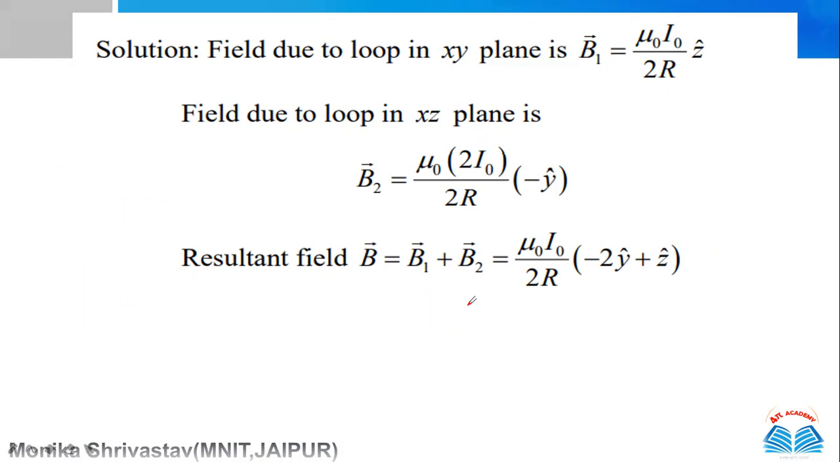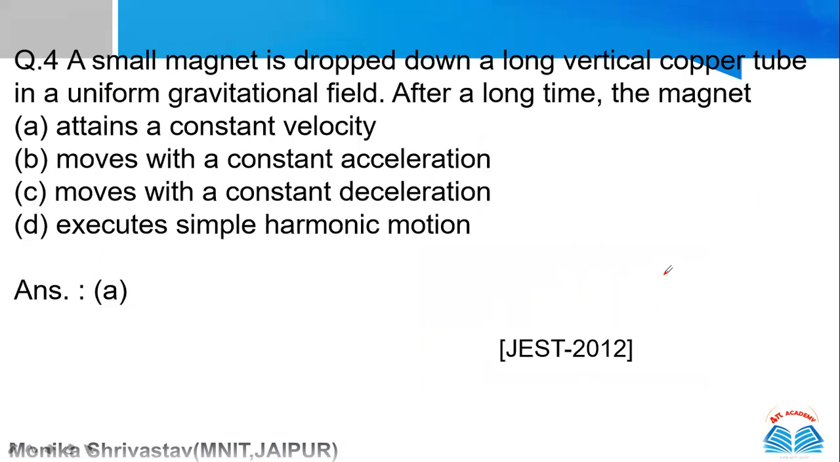Okay, so the resultant field will be B equals mu naught I naught over 2r times (minus y cap plus z cap). Next: a small magnet is dropped down a long vertical copper tube in a uniform gravitational field. After a long time, the magnet... So what will happen with the magnet? We are dropping a magnet in a copper tube. Obviously, copper is also a magnetic material. Okay, and the gravitational field is also there. Then what will happen? A, will it attain a constant velocity?